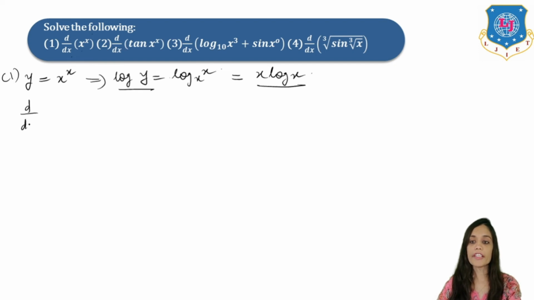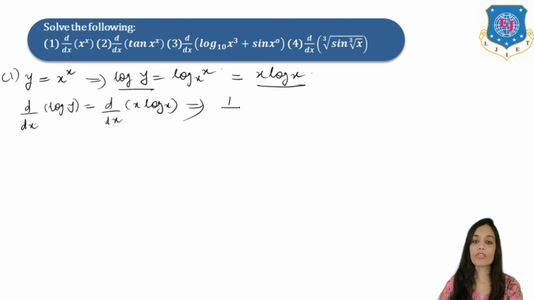So d by dx of log y will be equals to d by dx of x log x. Right? Now, derivative of log is what? 1 upon y. But here we have y. So, I have to put dy by dx. Right? Because I have to do the derivative with respect to x. So, what will come? Dy by dx is equals to, now apply your u into v rule.